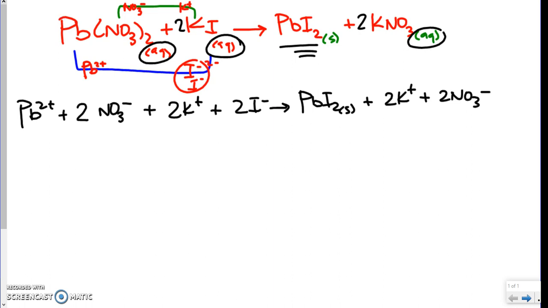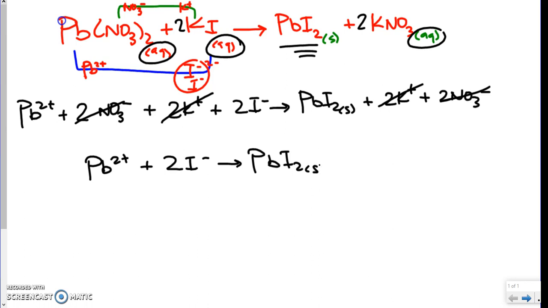So there's our full ionic equation. We go through here and we pick out our spectator ions. The 2 potassiums don't do anything, and the 2 nitrates don't do anything. They're the same on both sides of the equation. They kind of cancel out. We write what's left over. What's left over is a lead(II) ion, and 2 iodide ions makes lead(II) iodide.